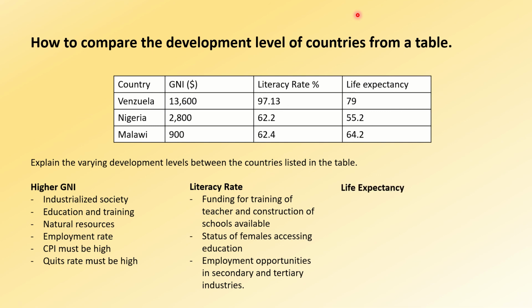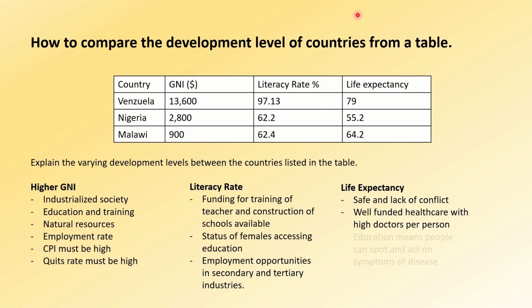Life expectancy, again, Venezuela is the highest. So you could suggest that Venezuela must be safe and have a lack of conflict. It must have well-funded or better funding for its healthcare. We're not saying Venezuela is the same standard as Norway, but we're saying that it's better than Nigeria and Malawi. And the reasons for that must be that it must have better funding for its healthcare with higher doctors per person. Maybe there's better education, meaning people can spot and act on the symptoms of disease earlier.